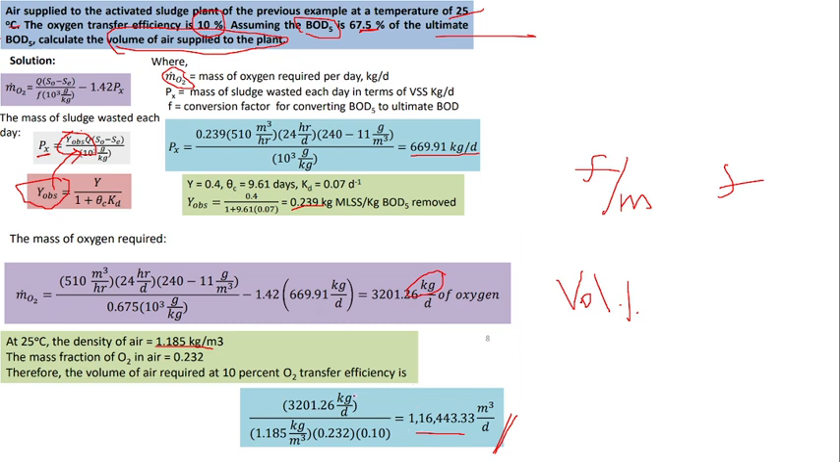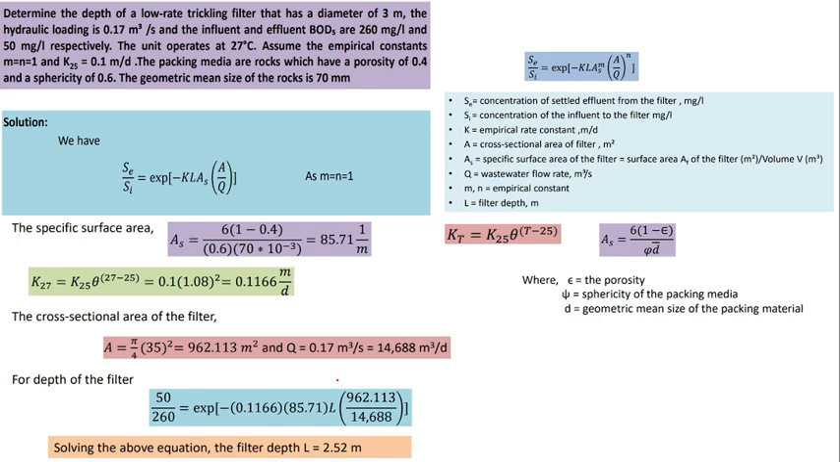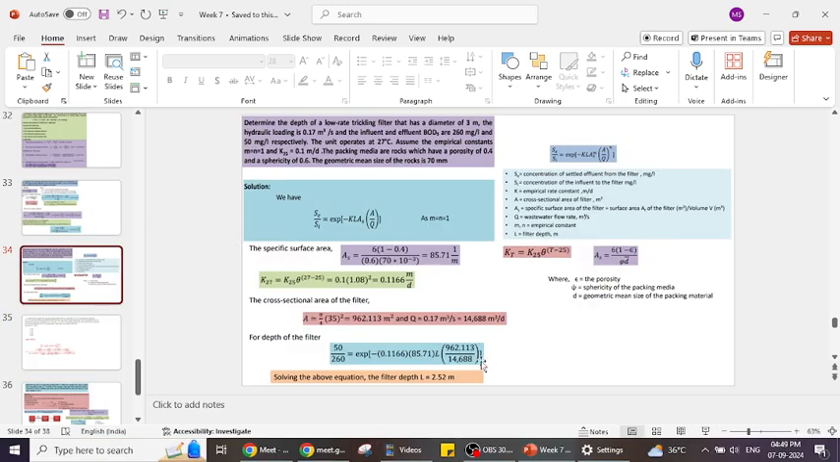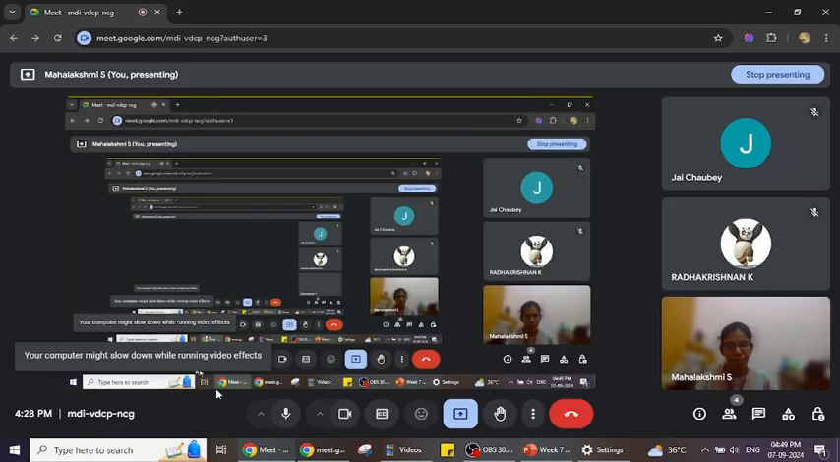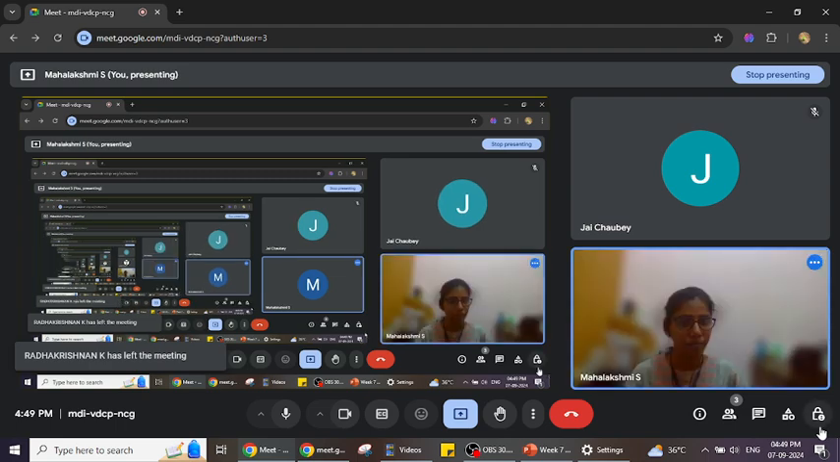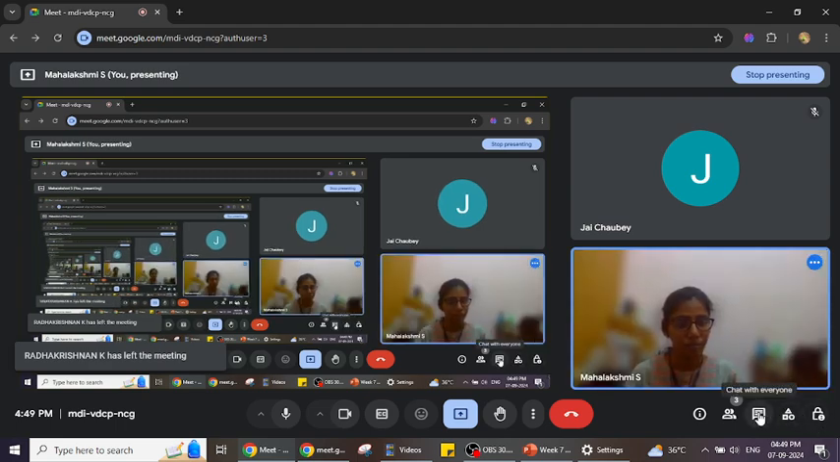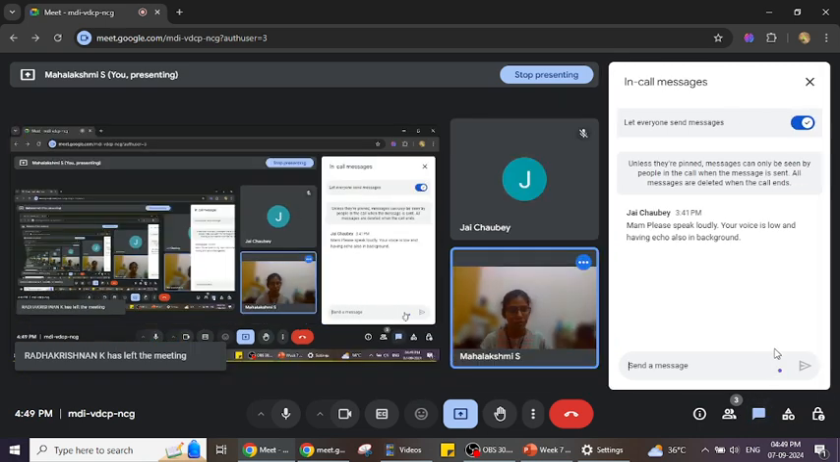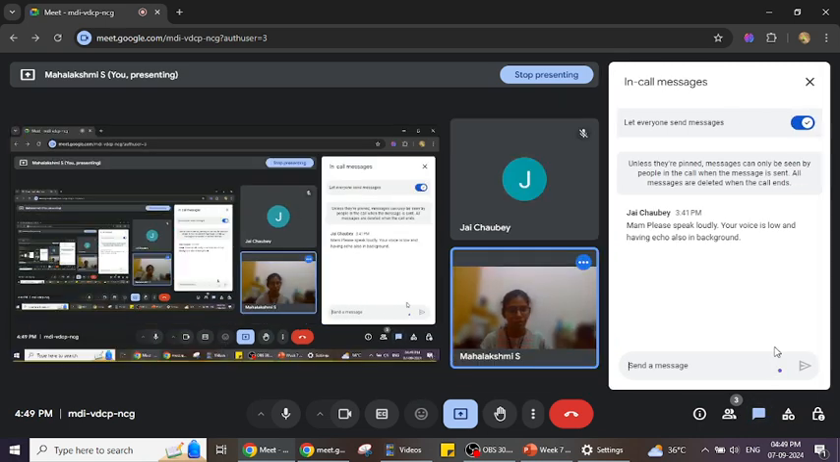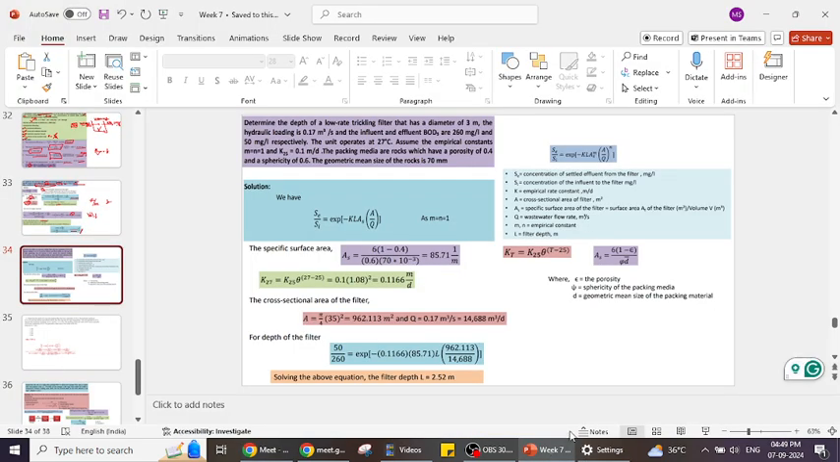Any doubts so far in the activated sludge process based problem? Shall we move to the next one? Okay. We'll move on to the next problem.